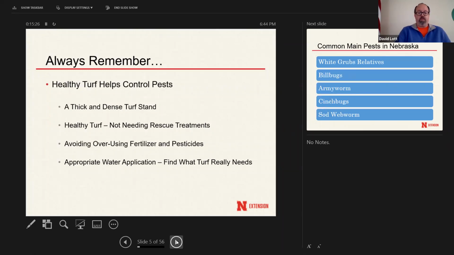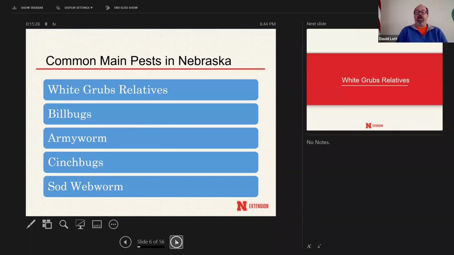So here are the main offenders. The white grubs, and we have lots of relatives. They are all beetles, billbugs, armyworms, chinch bugs, and the sod webworm.